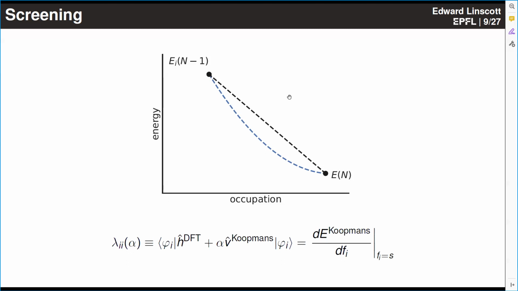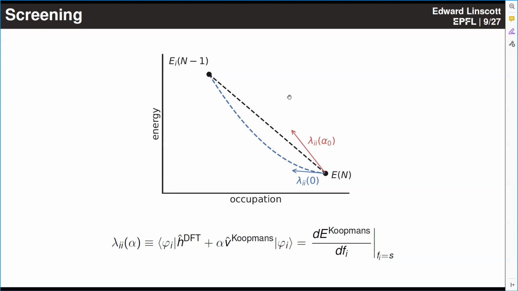So this is the expectation value of the Koopmans Hamiltonian. I've written it here explicitly so we can see the dependence on alpha. This quantity is basically the gradient of the energy curve. So here, if I calculate this lambda_ii with alpha set to 0, I'll just get this gradient here. So I can do a DFT calculation of the N electron system, and I'll get this value here. But I can also do a calculation with just some guess value of alpha, and I'll then extract a different gradient, a different expectation value.